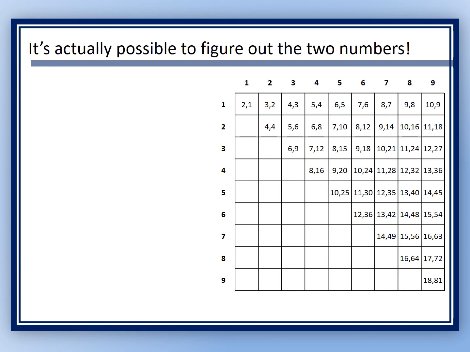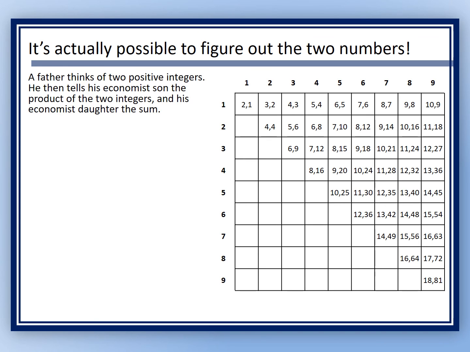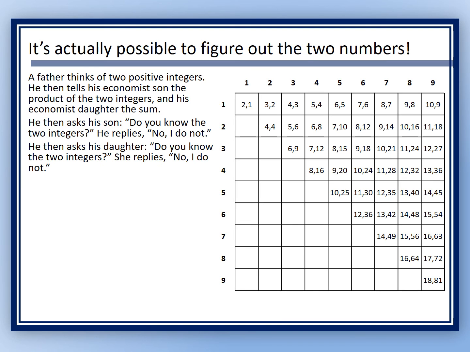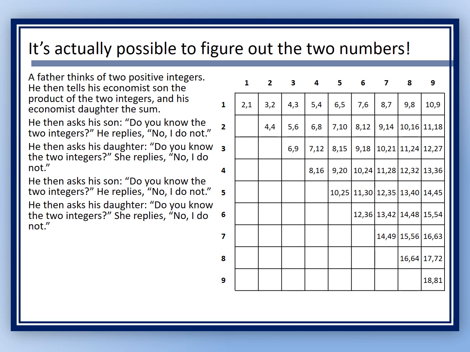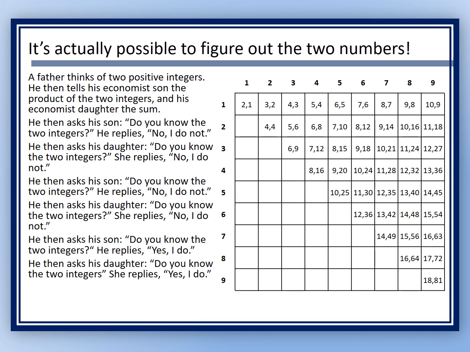All right. So, anyone figure out what the numbers are in this case? Our father thinks of two positive integers. Then he tells his economist son the product of the two integers, and his economist daughter the sum. He asks his son, "Do you know the two integers?" He replies, "No, I do not." He asks his daughter, "Do you know the two integers?" She replies, "No, I do not." He asks his son again, and he replies, "No, I do not." He asks his daughter again, and she replies, "No, I do not." Then he asks his son, "Do you know the two integers?" He replies, "Yes, I do." And the daughter also says, "Yes, I do."